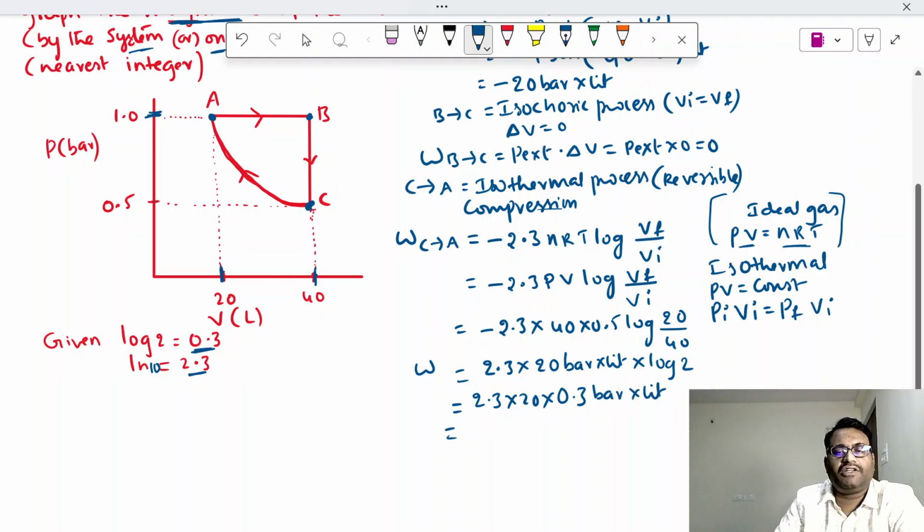If we calculate this, 20 into 2.3 is 46, and 46 into 0.3 bar into liter. 6 3s are 18, 4 3s are 12, so we get 13.8 bar into liter, right?